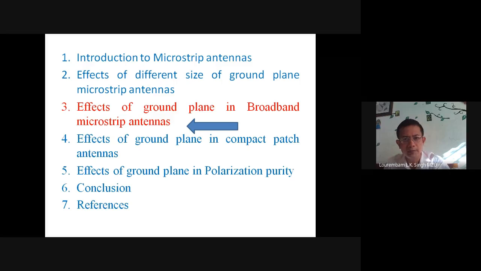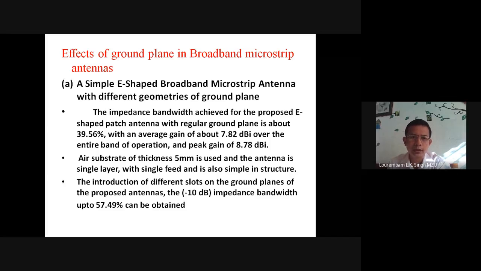That was a small but very informative study. And then the next is about the effects of the ground plane on broadband microstrip antennas. There we can do many things on the patch itself, by cutting something, putting some holes on the patch, or cutting some part of the patch. But in this presentation, I have selected only the effects of the ground plane. In general we call this DGS, defected ground surface.